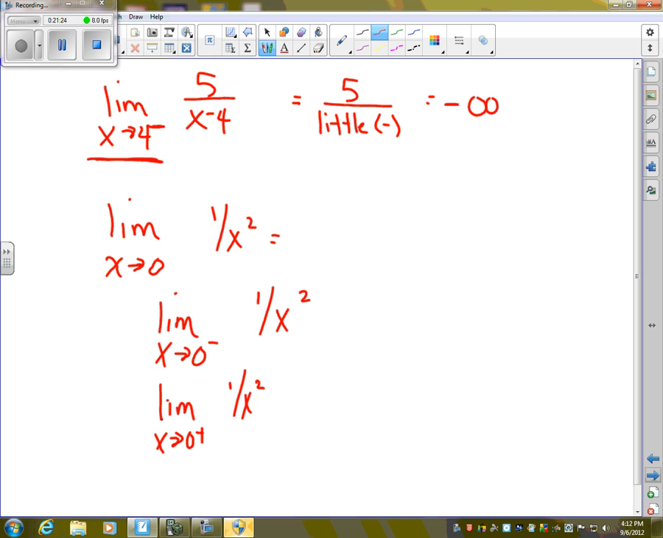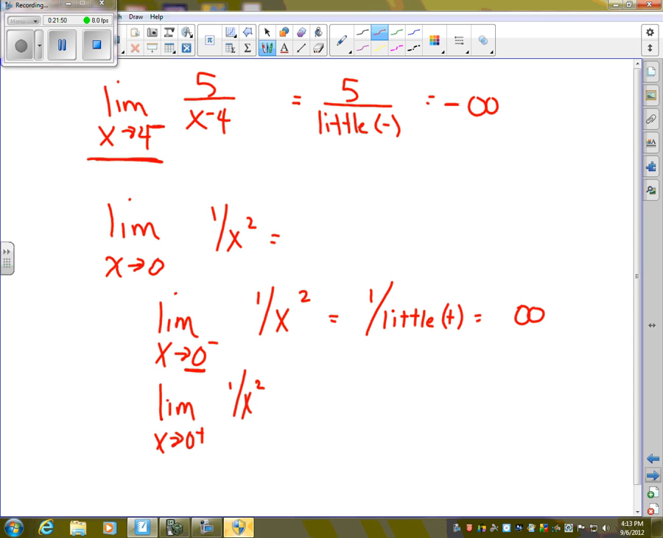So if I put numbers that are a little less than 0 in here, so like negative 0.1, I'm going to get 1 over a little negative number squared. That's a little negative because it's to the left of 0. A little negative number squared is actually now a little positive number. 1 over little is big. And a positive 1 divided by a positive would be positive.